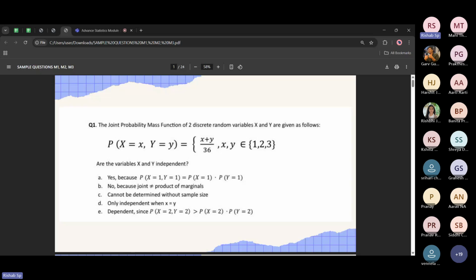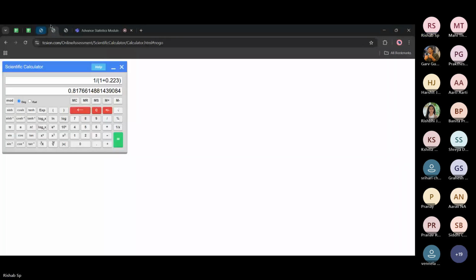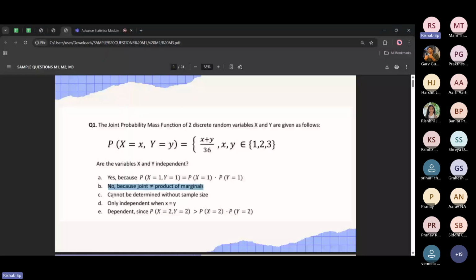Cannot be determined without sample size. Wrong. Only independent when X is equal to Y. Since this is the correct answer, I guess, number 1B is the answer. No, because joint is not equal to product of marginals.